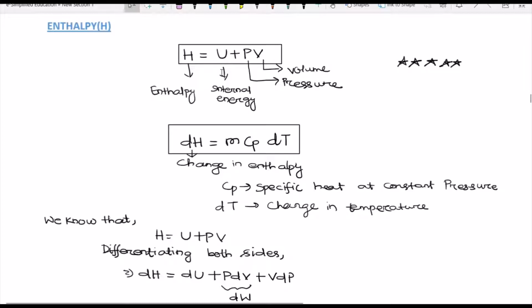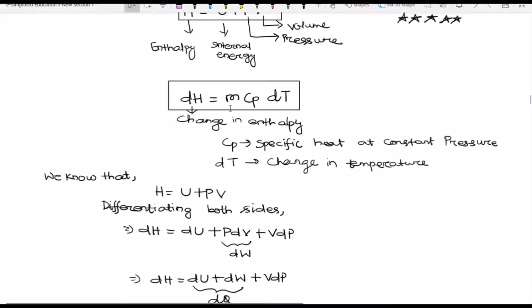Next, coming to the formula for change in enthalpy. A change in enthalpy is defined at constant pressure. That's why the change in enthalpy formula is mCpdT, where Cp is the specific heat at constant pressure and dT is the change in temperature. Like internal energy, change in enthalpy is also dependent on the change in temperature. So if we increase the temperature change, the enthalpy will also increase.